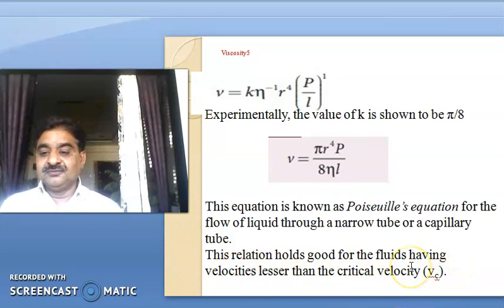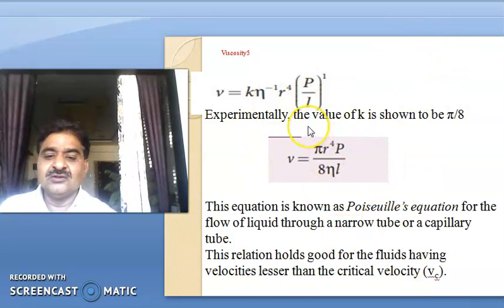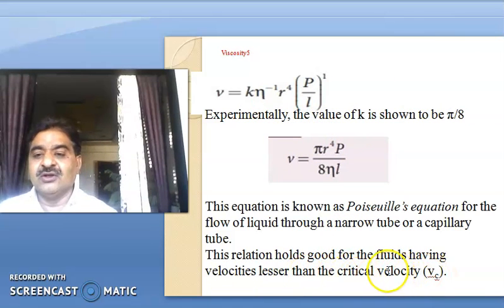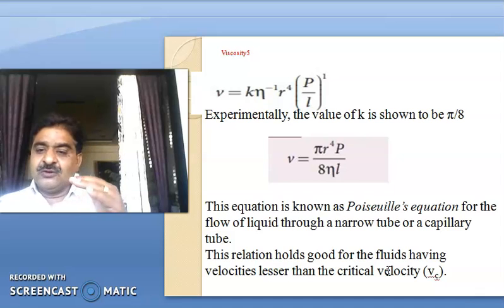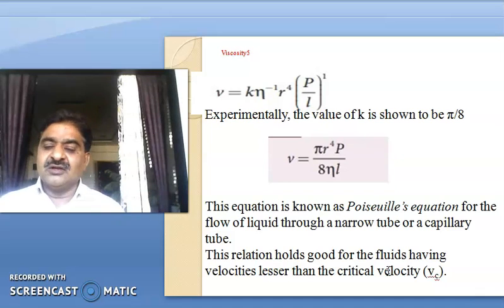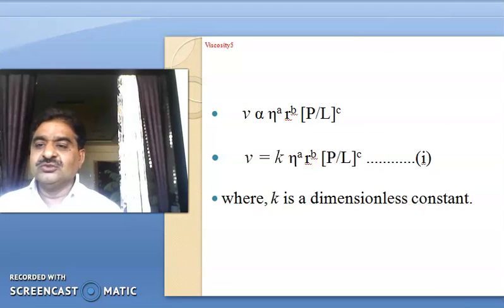This relation holds good for fluids having velocities lesser than the critical velocity. Remember, this equation is valid for fluids having velocities lesser than the critical velocity. Because you know, fluids having velocity more than the critical velocity become turbulent flow.